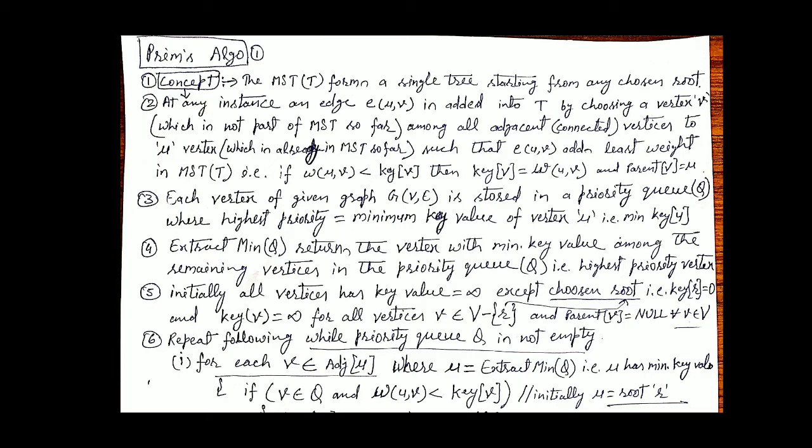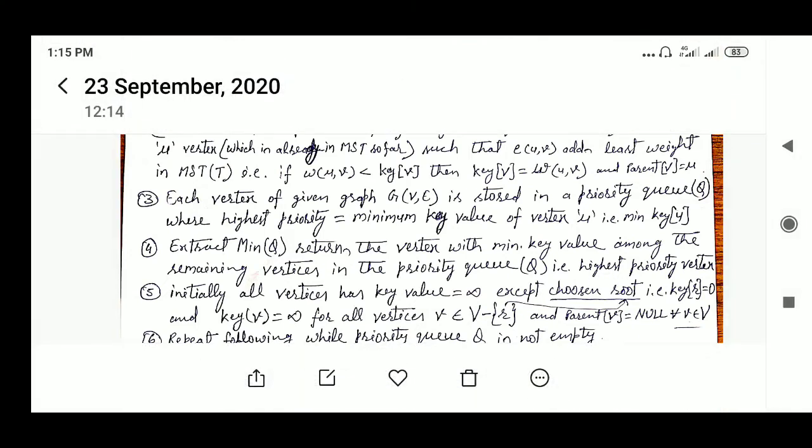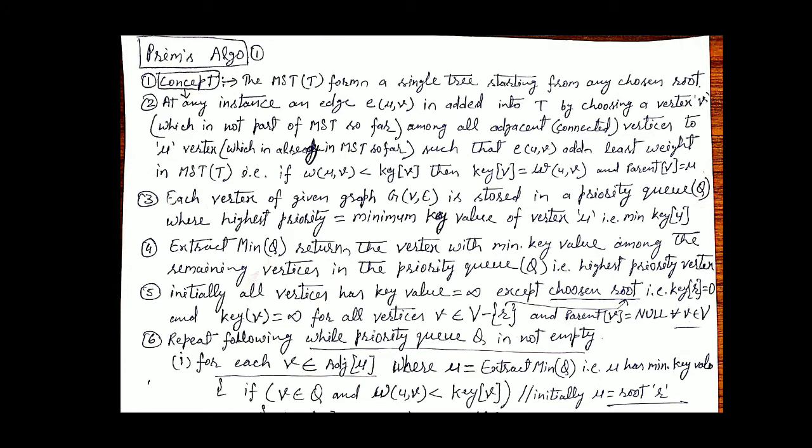Okay, so for Prim's algorithm, the concept is that this algorithm forms a single tree starting from any chosen root. So from the given graph, we can take any vertex as a root initially, and at any instant an edge EUV, where U is part of the current MST, and V is to be included or not in the MST.